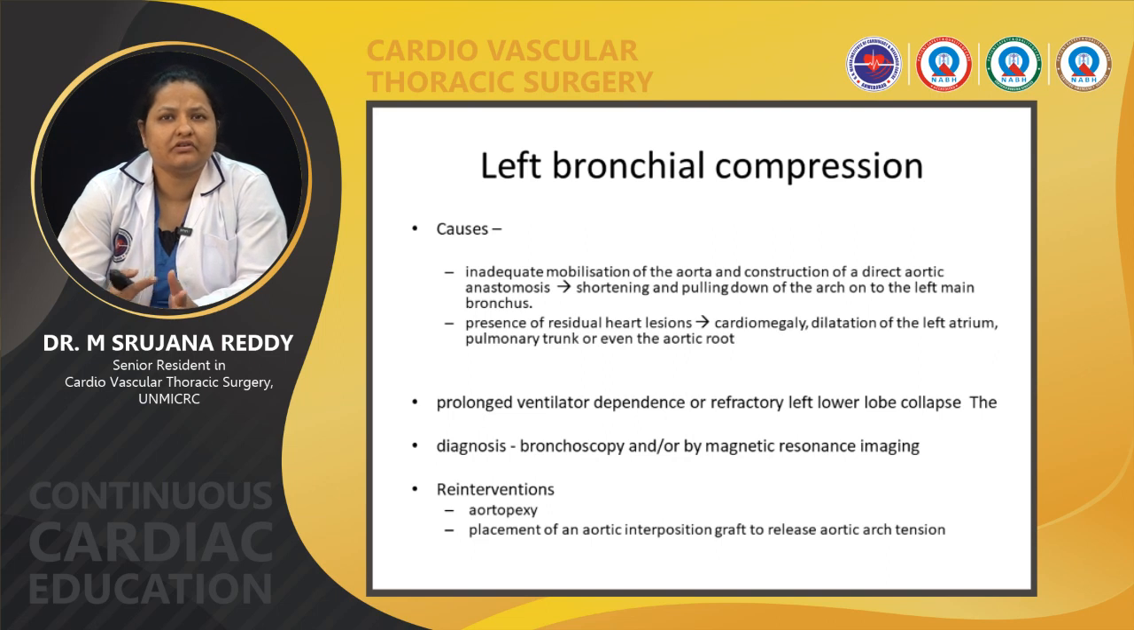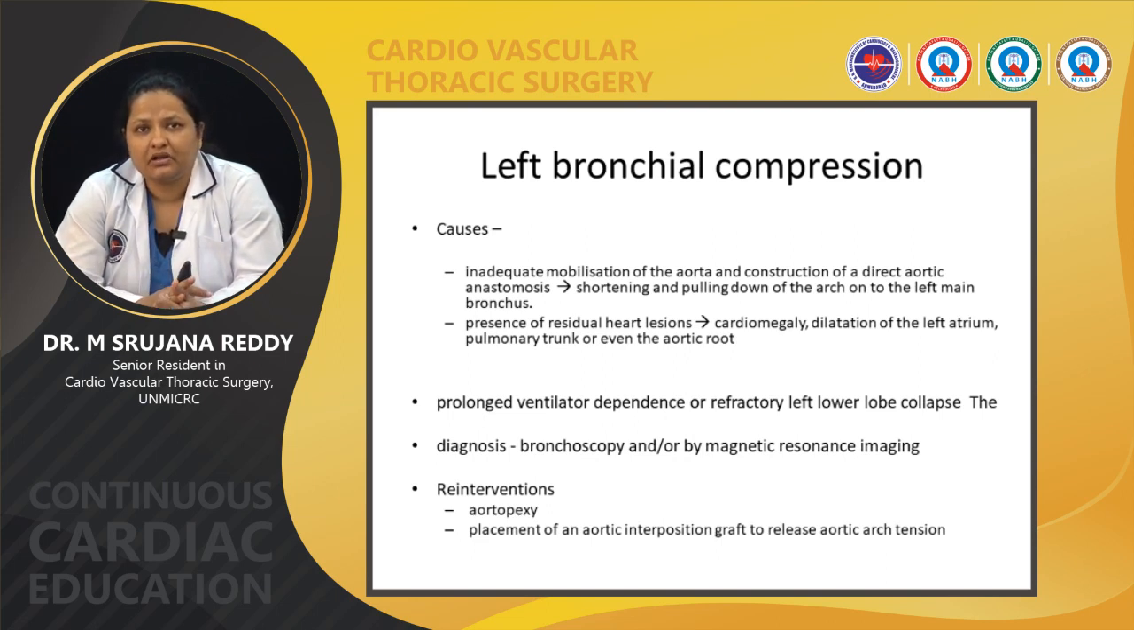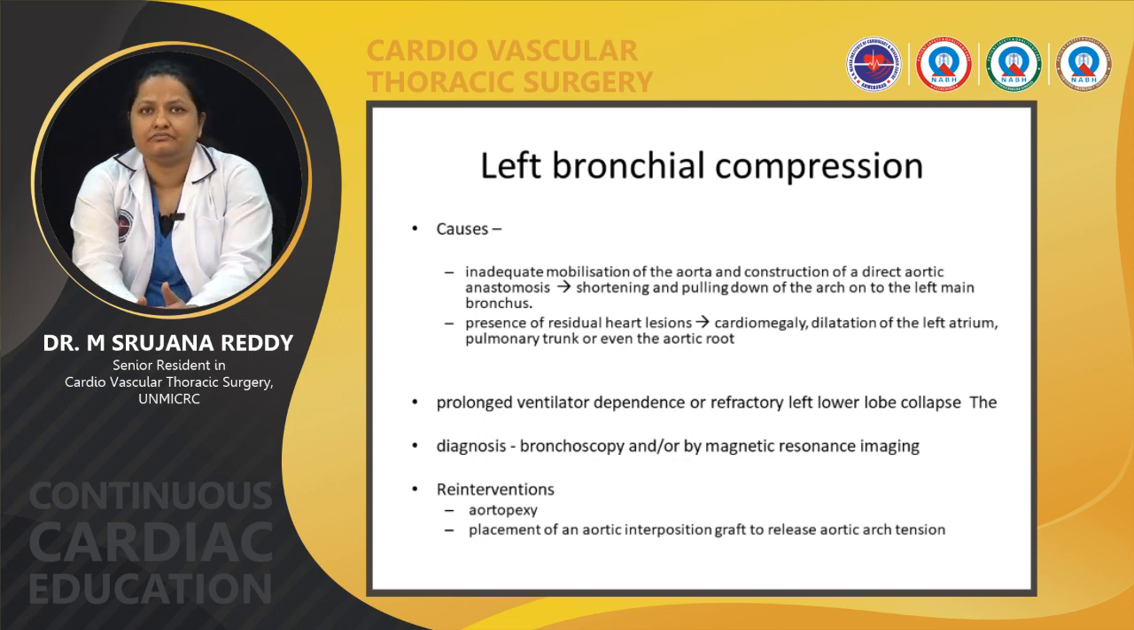These patients are usually ventilator dependent. They can have refractory left lower lobe collapse. Coming to diagnosis, it's by bronchoscopy, or MRI can be performed in these patients. Reinterventions in these patients can be aortopexy or placing of an aortic interposition graft to release the tension.